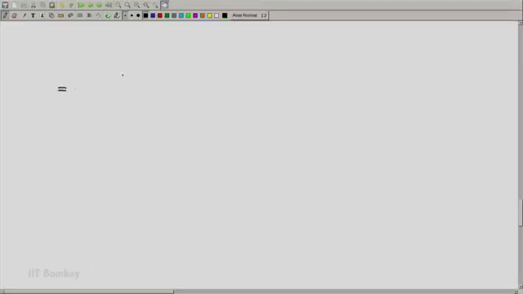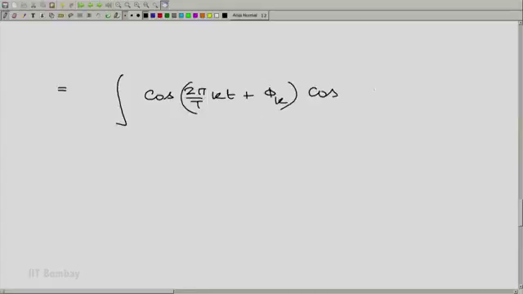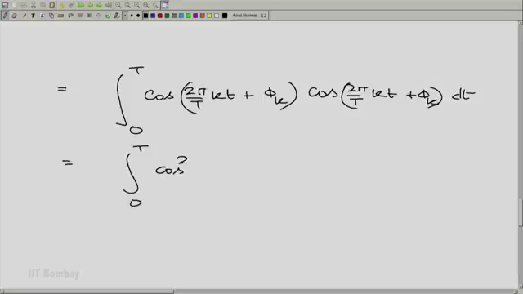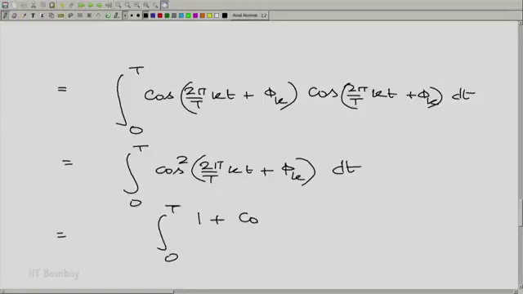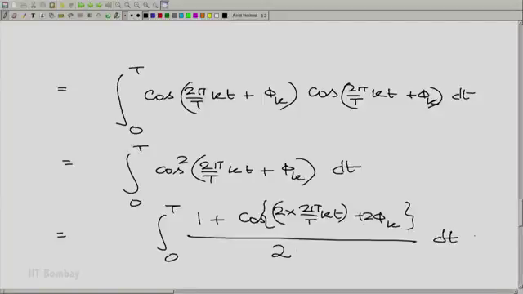Let us take that dot product. That dot product or inner product is the integral of a_k cos(2π/T kt + φ_k) multiplied by the same thing and integrated from 0 to T, which is essentially cos squared of (2π/T kt + φ_k). And this is easy to integrate. This is a little lemma in trigonometry.